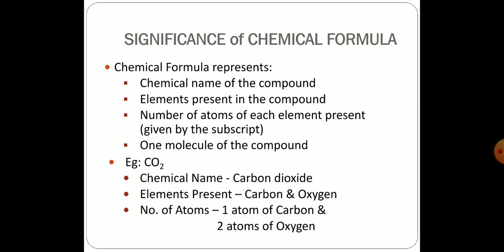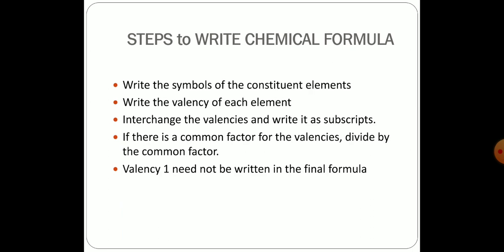So how are we going to name that? Then what are the elements involved? And then how many atoms are there? All these things you can gather the moment you see the chemical formula. Now we will see how to write a chemical formula. First, we should write the symbols for individual elements. I have told you already, symbols are there for elements. So the moment you find the elements, you have to write their symbols.